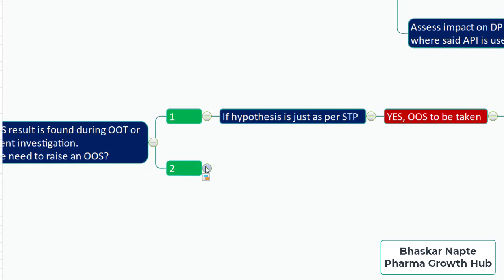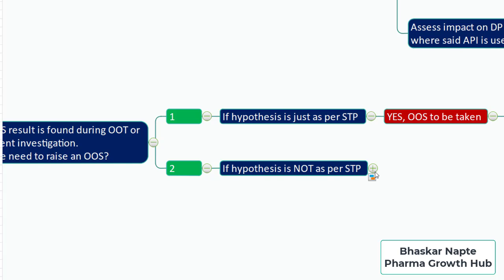The second scenario is quite obvious. If hypothesis testing is not as per the STP, you are challenging your STP: decreasing the sonication time, increasing the sonication time, making some changes in the dilution. That indicates that you are not actually following the test procedure. You are just trying to understand what happens if I increase the sonication. Am I getting a higher value? What happens if I reduce the sonication time? Am I getting a lower assay value? So this is not actually as per the test procedure.